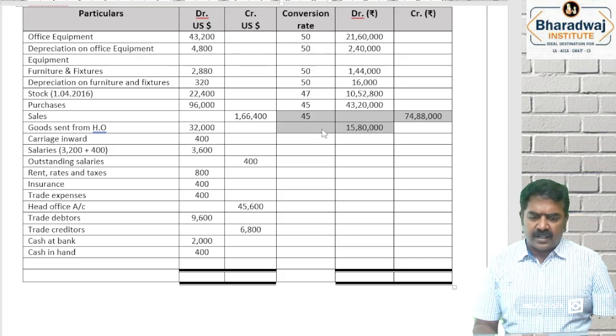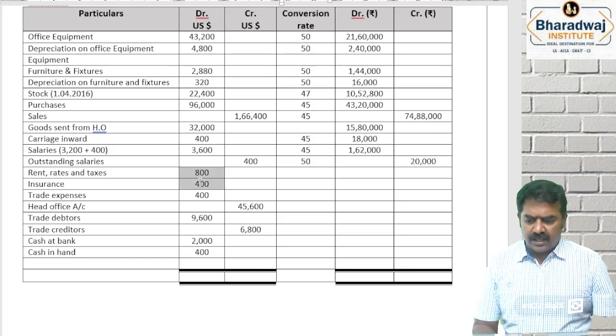Goods from head office, actual values are known to us. The 15 lakh 80 is given. Carriage inwards, average rate. Salaries, average rate. Outstanding salary, year-end rate. That is also 50.